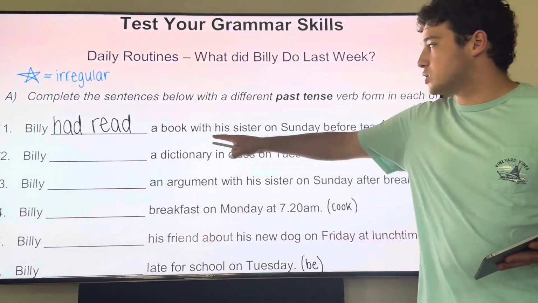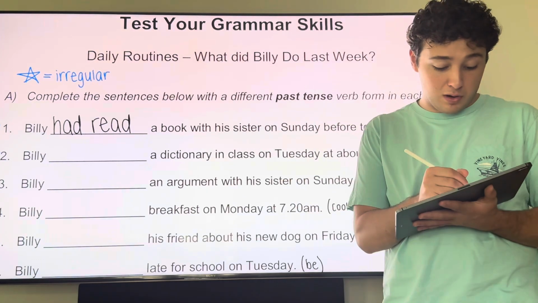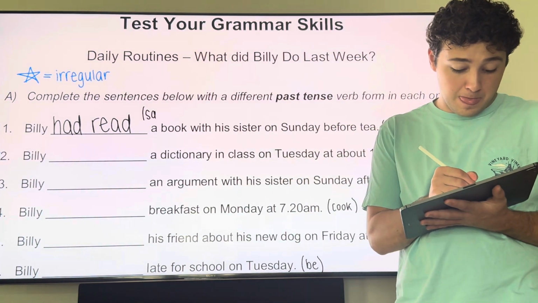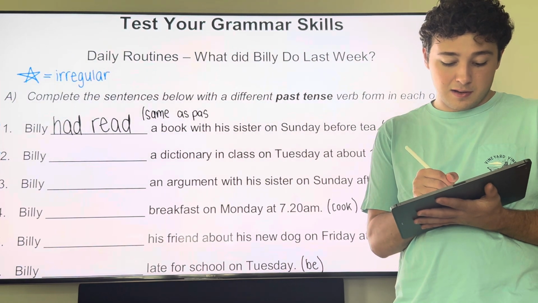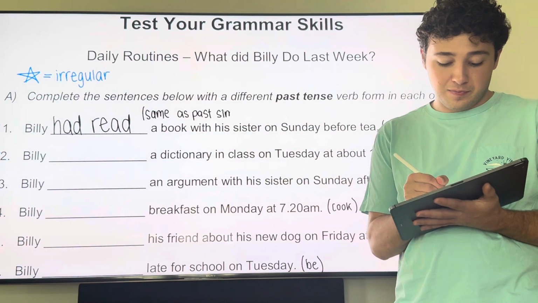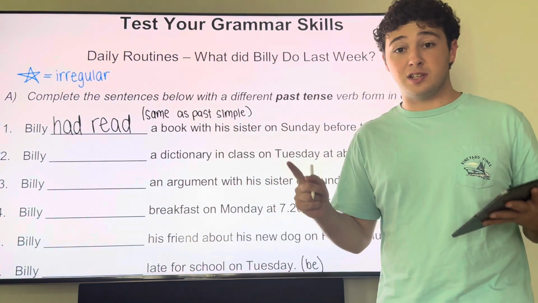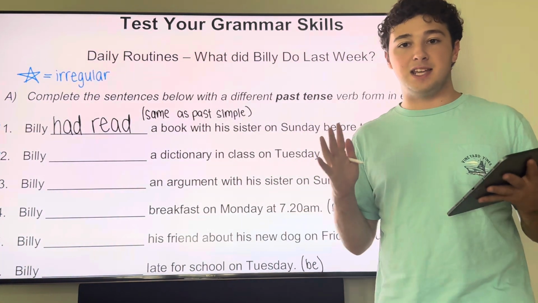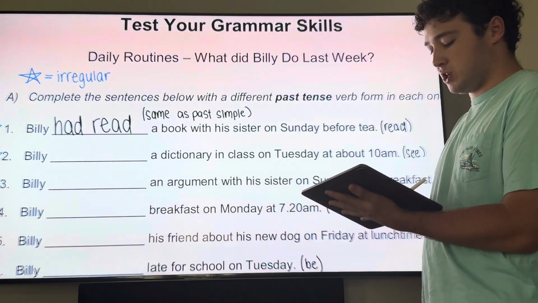Okay, this is one of the ones that stays the same as its past simple. We'll do 2 more, one that changes, that's an irregular, and another that's an ed that stays very similar to its past simple. Now, let's look at number 2.